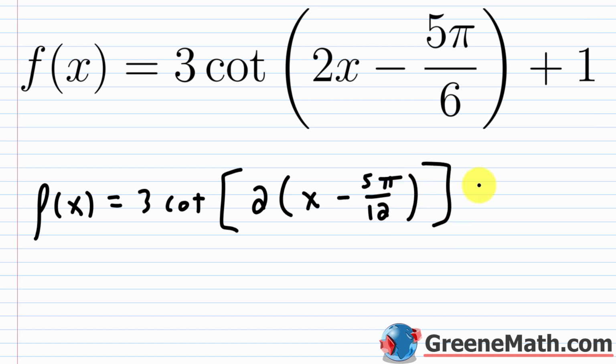Close that down, close this down, and then plus 1. Again, we'll just check it. So 2 times x is 2x. Then you have minus and minus. 2 times 5 pi over 12 would be 5 pi over 6. So that is good to go.